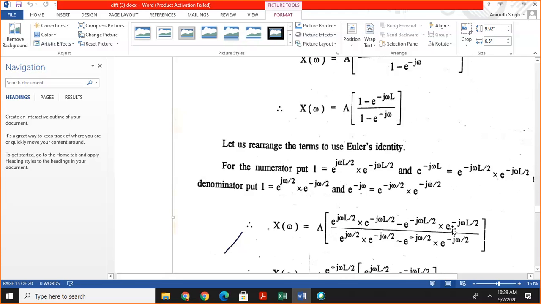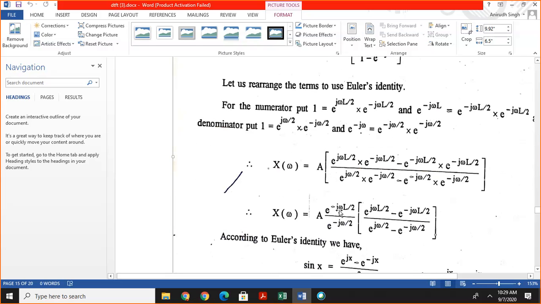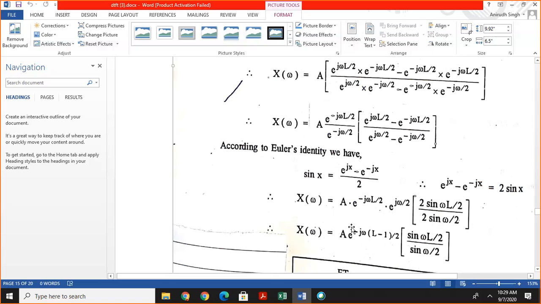divided by 2 multiplied by j, minus j omega L by, and j. Exponential minus j omega L by 2 is common from the numerator, and exponential minus j omega by 2 is common from the denominator, and we get X of omega is equal to A exponential minus j omega multiplied by (L minus 1) divided by 2, sin omega L by 2 divided by sin omega by 2.